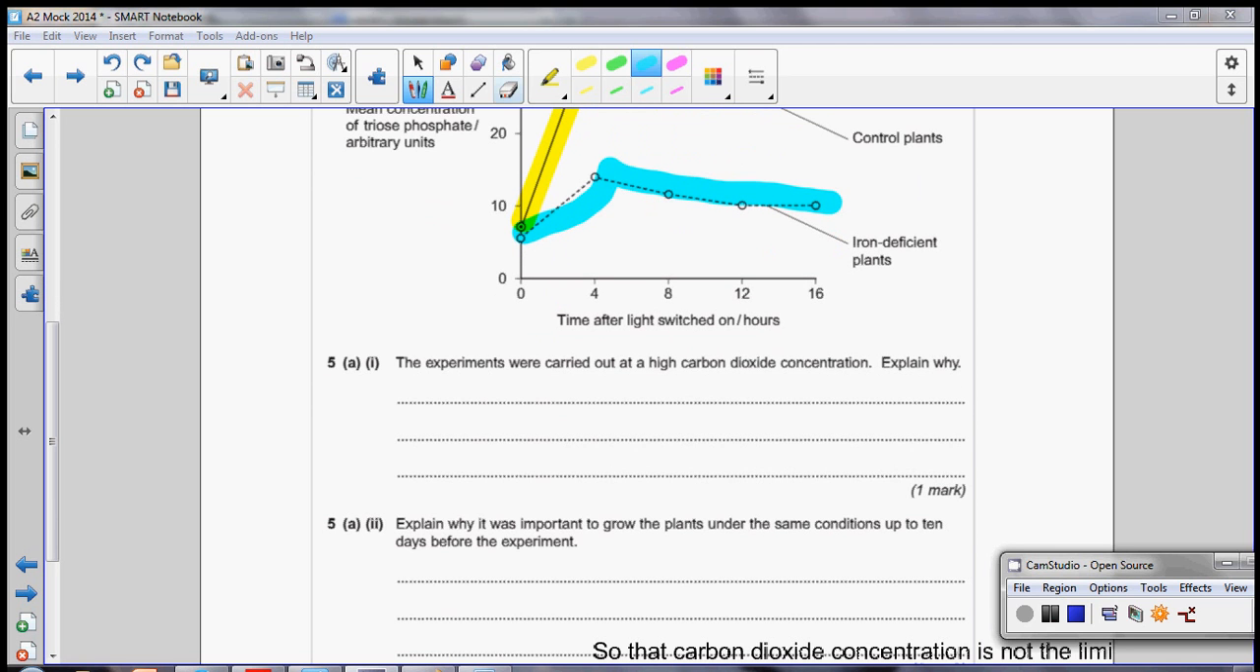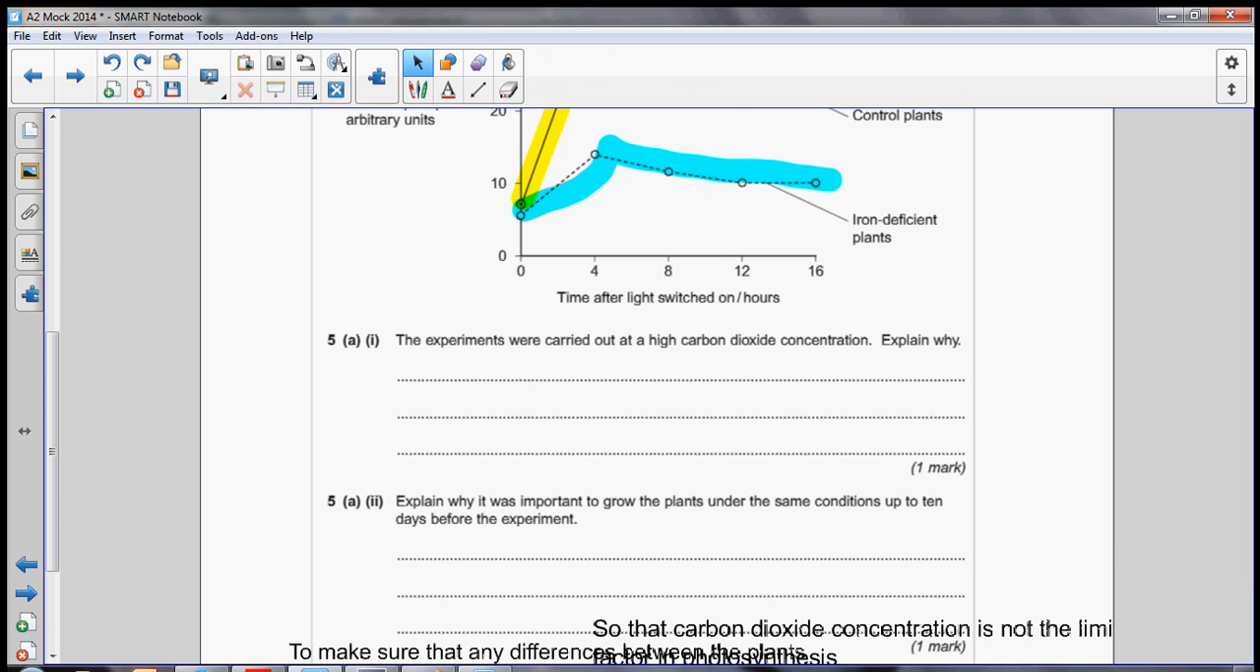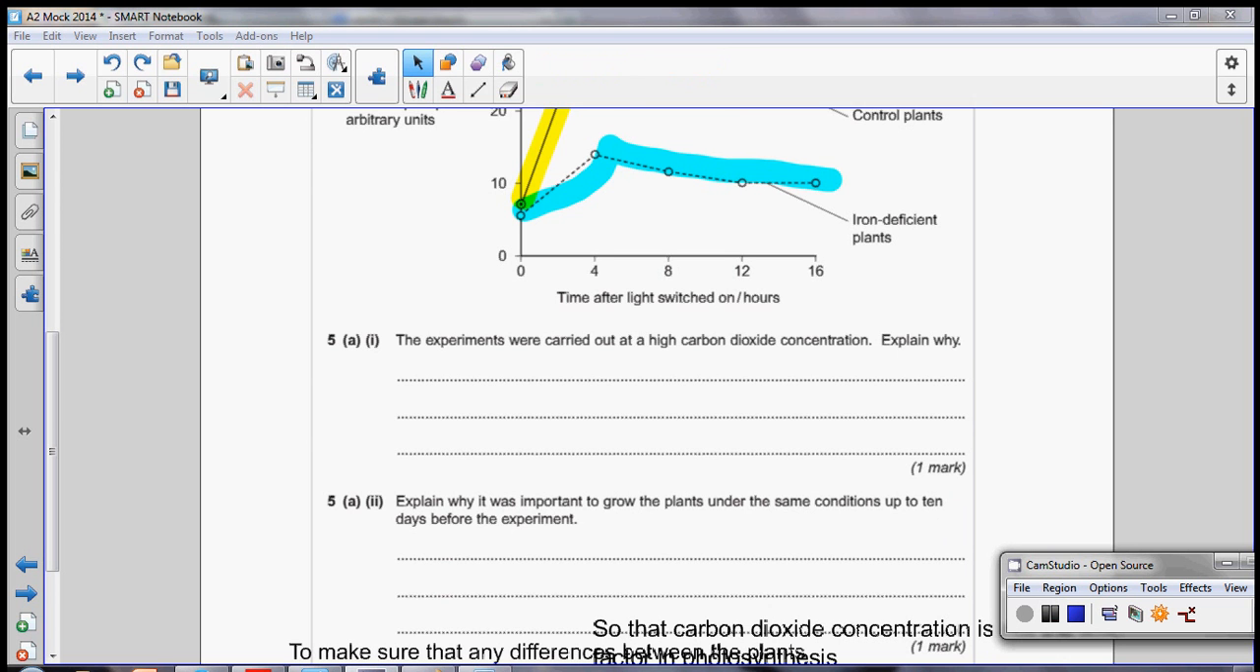So, the first question we have asks us why the experiments were carried out at a high carbon dioxide concentration. Now, in this experiment, the scientists wanted to investigate the effect of iron deficiency on triose production. So they don't want the effect of carbon dioxide spoiling their experiments and affecting their results. This is an AQA exam, however, so we're not going to get away with explaining this without using some key words. Now, we do know a key phrase that refers to how carbon dioxide can affect the rate of photosynthesis, and that phrase is limiting factor. So we're going to make sure that we put that phrase limiting factor in.